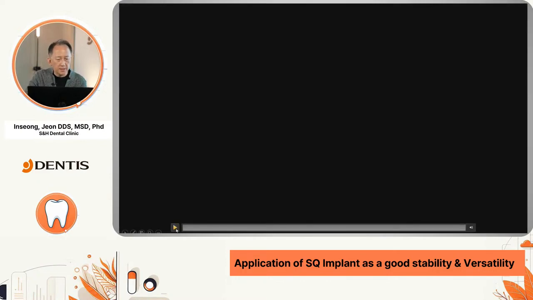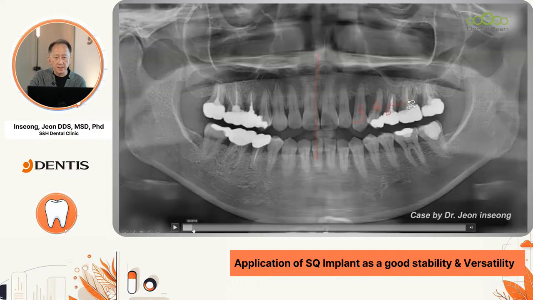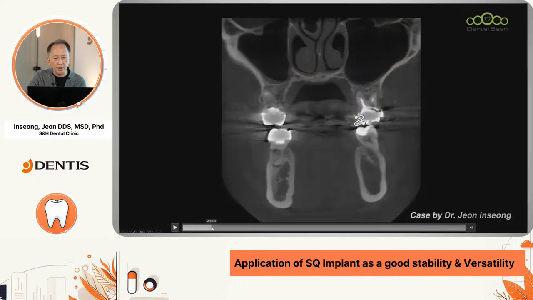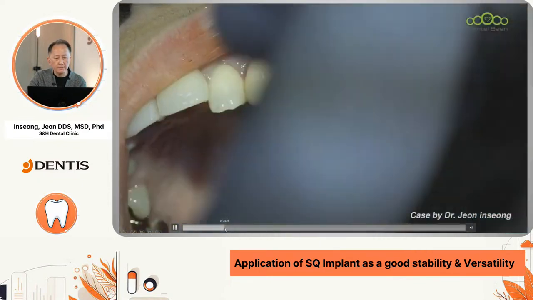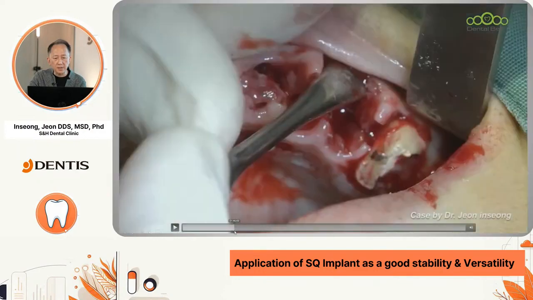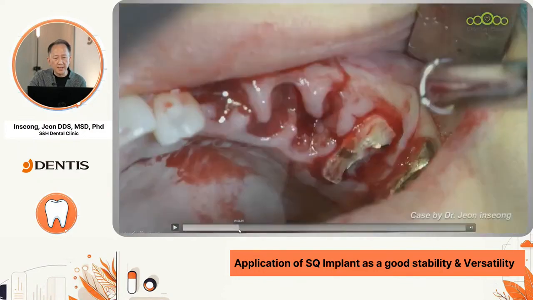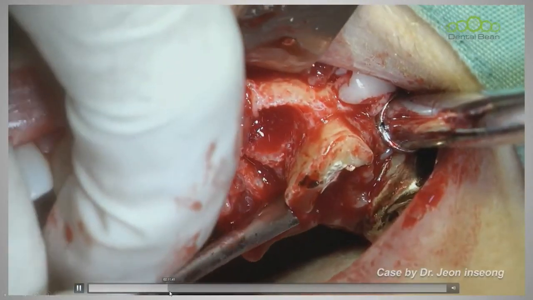This patient, I tried the immediate placement with sinus surgery here. At this time, on the upper left side, I take out 4 teeth. And then, at this time, I try the sinus surgery with the immediate placement with the SQ implant here. Okay, tooth extraction. And then flap elevation, just cutting the papilla, and then initial drill starting from the SQ implant kit. Like this manner.